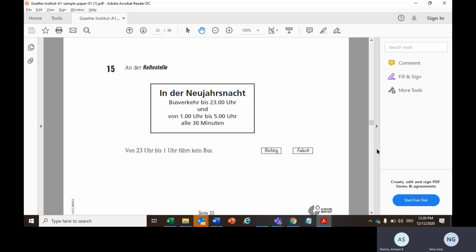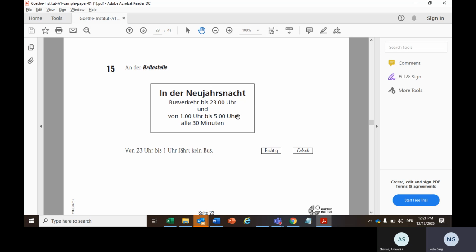So it means in the New Year night, the bus is available from 11 p.m. to one. There are two slots of availability given. One is bis 23 Uhr, that is till 11 o'clock. And then from 1 o'clock till 5 o'clock, every 30 minutes. Alle is each or all. Here in this sense you can understand it either as each 30 minutes or all 30 minutes. The frequency, basically, is every 30 minutes.